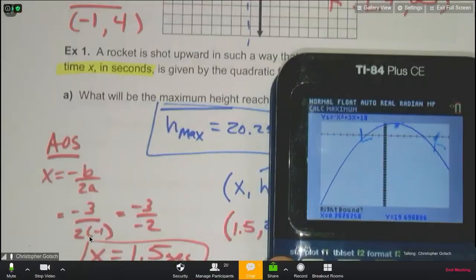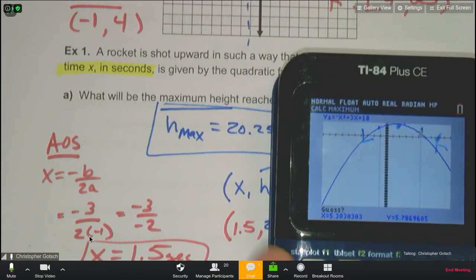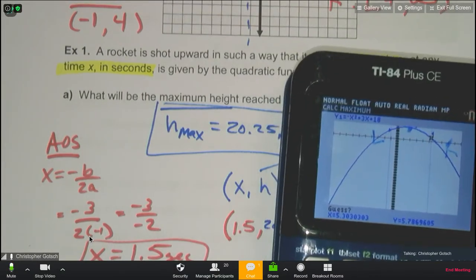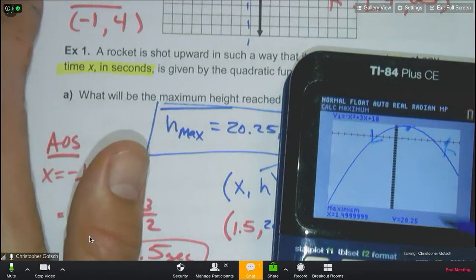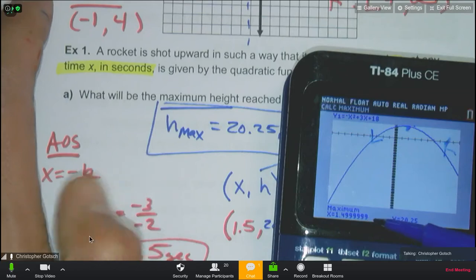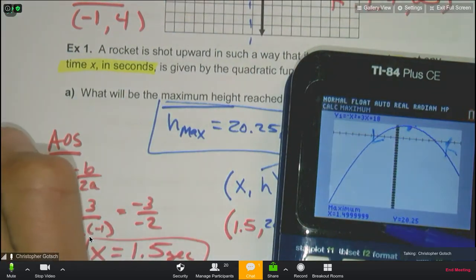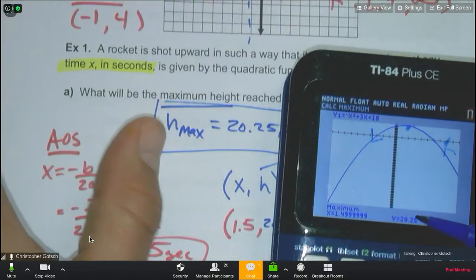Right bound, get to the right where it's decreasing from left to right, press enter. And then guess, just press enter, and it will jump to the highest y value. And this time I got 1.49999. Again, that rounds to 1.5. And then I got my y value that we had, which was 20.25.